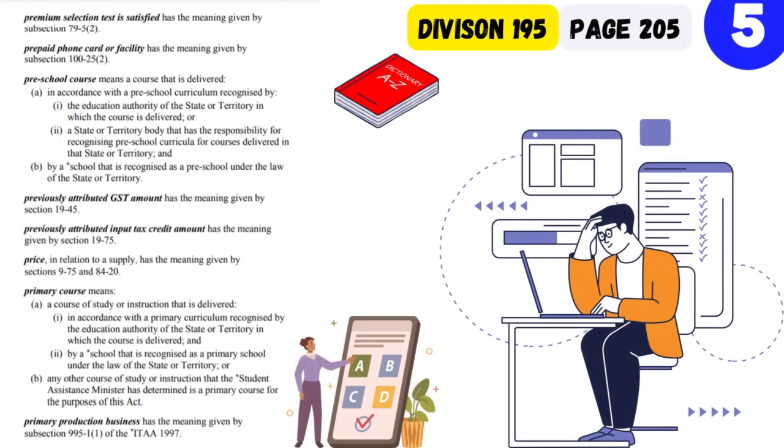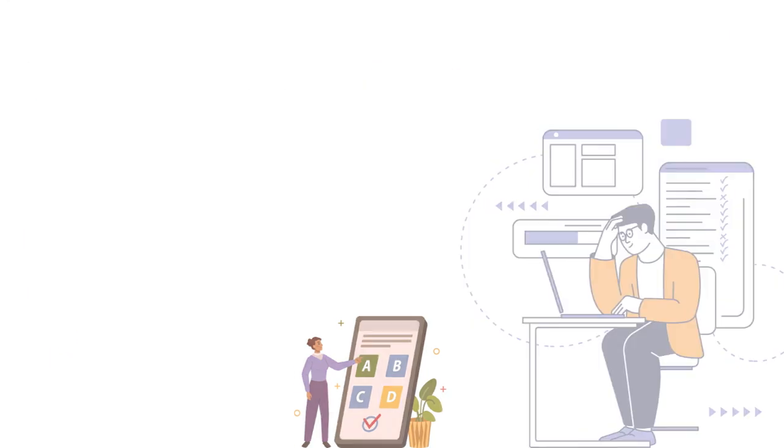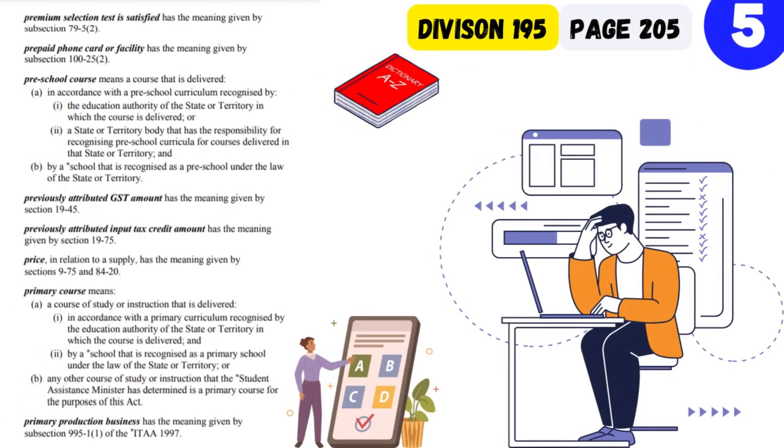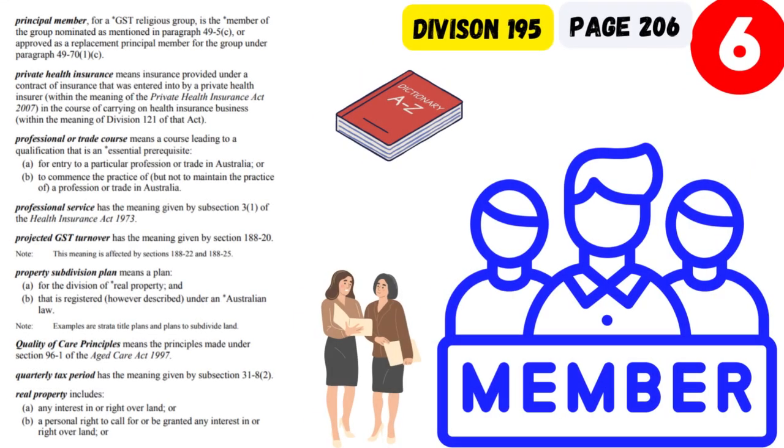Next page is page number 205. Word number 36. Premium selection test is satisfied. 37. Prepaid phone card or facility. 38. Preschool course. 39. Previously attributed GST amount. 40. Previously attributed input tax credit amount. 41. Price. 42. Primary course. 43. Primary production business.